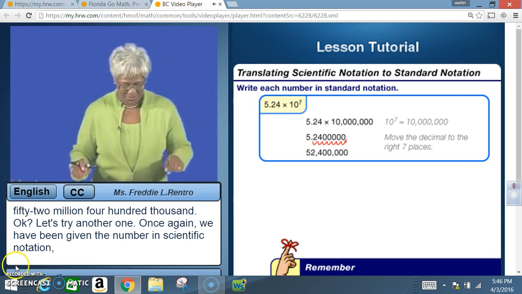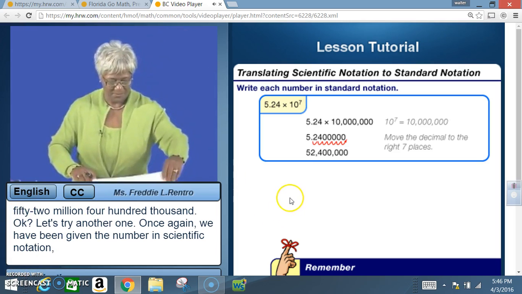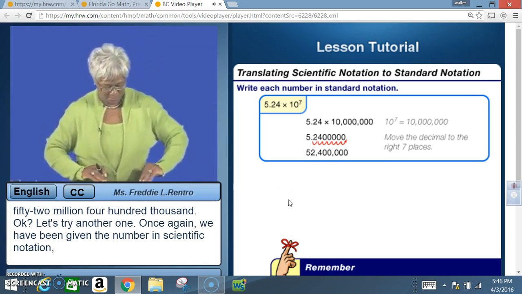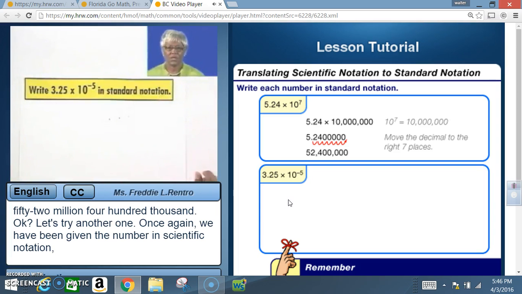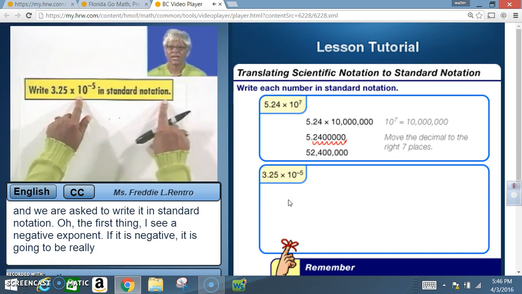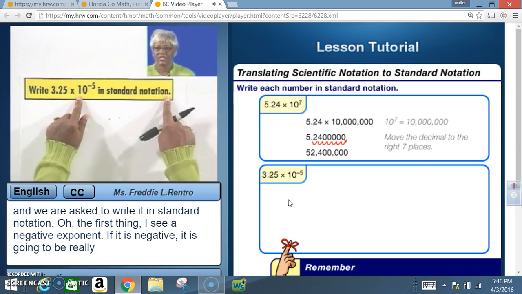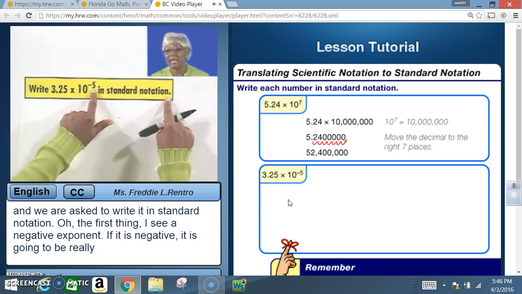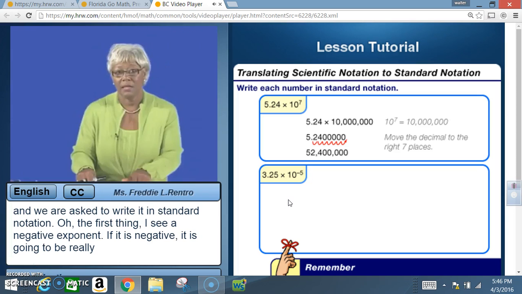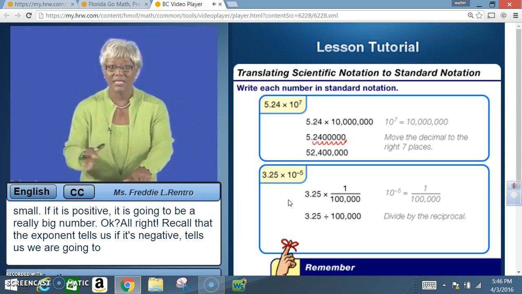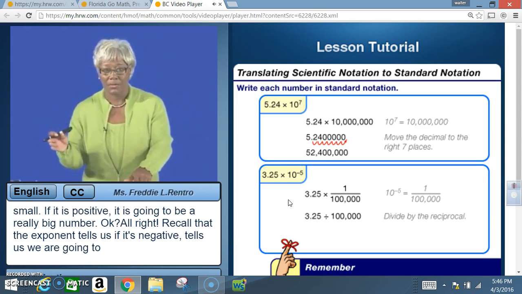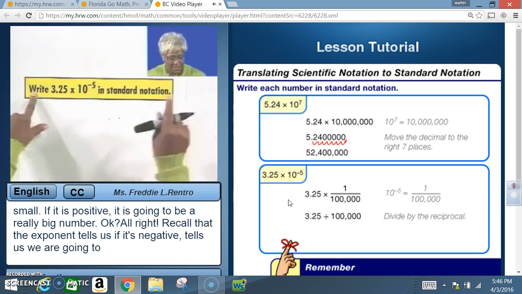Okay, let's try another one. Once again, we're being given the number in scientific notation, and we're asked to write it in standard notation. Well, the first thing I see is a negative exponent. If it's negative, it's going to be real small. If it's positive, it's going to be real big. Big number. Okay? All righty.